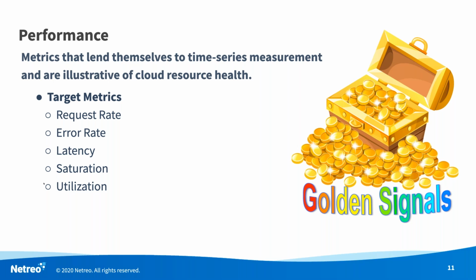Request rate, it's simply the rate of requests made to your resource per second. Similarly, error rate is the rate of errors generated by your resource per second. Latency is how long on average it takes for requests to be serviced. Saturation asks the question, how overloaded is my resource? And then lastly, utilization asks, how busy is my resource over time?